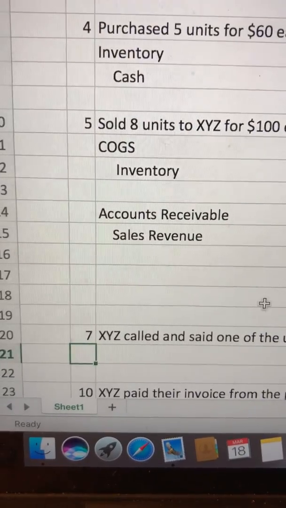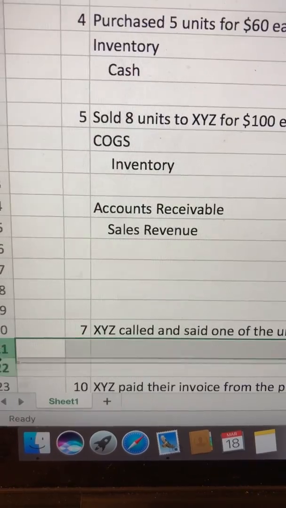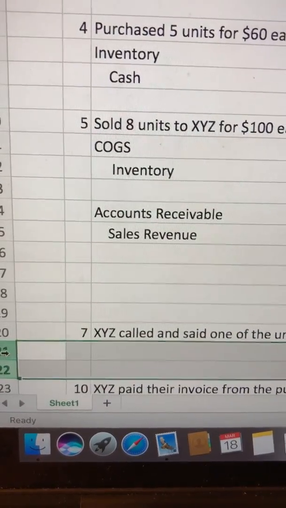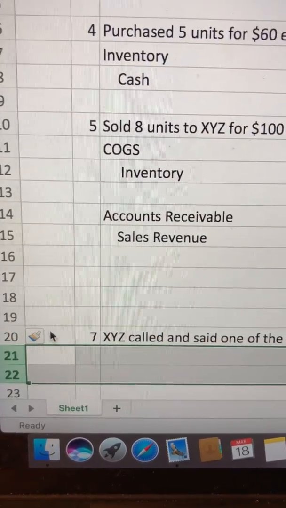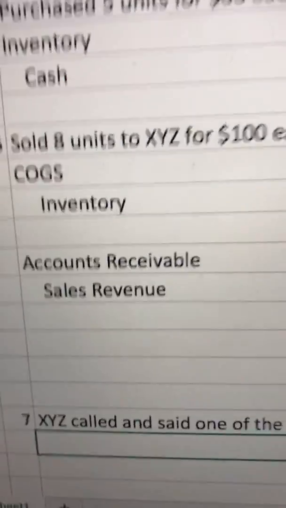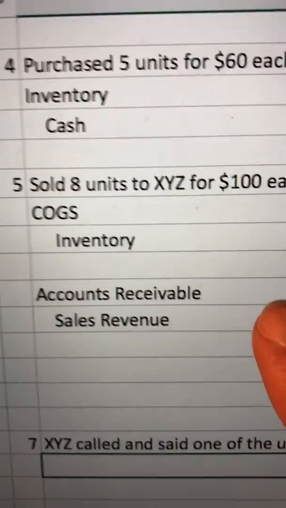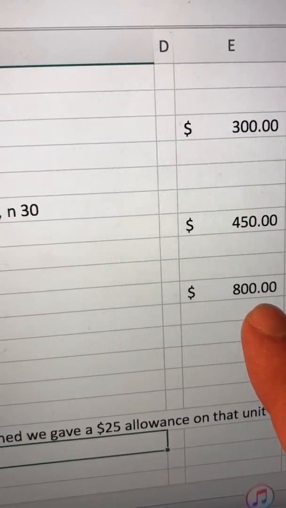So essentially what happened here is the customer called, they don't want to return the unit, but they weren't satisfied that there was a scratch. They're going to deal with it. So they just want to get some money off. Well, how did they pay us? They paid us with accounts receivable. So now, instead of owing the $800, we're going to give them allowance, $25, so they'll only owe us $775.